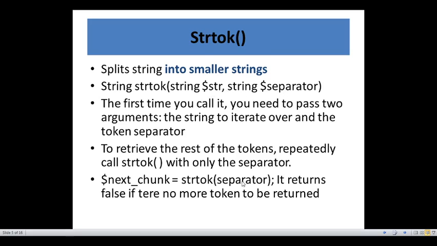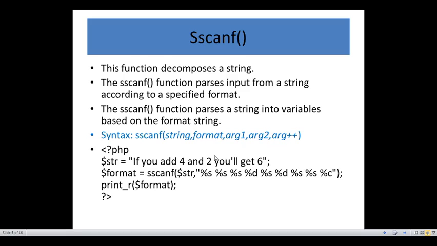We can just call it as strtok with the separator. See, $next_chunk equals strtok and separator. Here we are passing the separator. It returns false if there are no more tokens to be returned, and it returns your tokenized string if there are remaining tokens available.